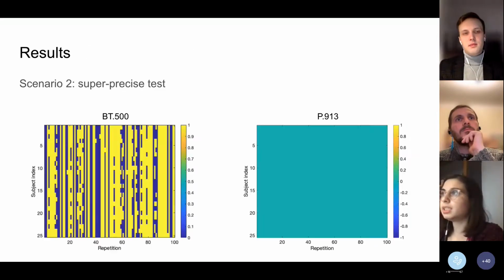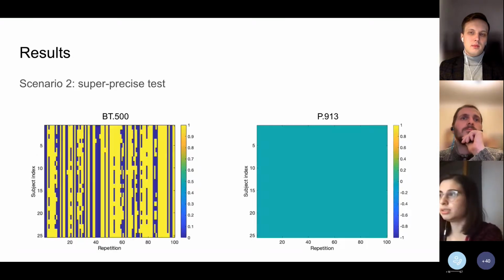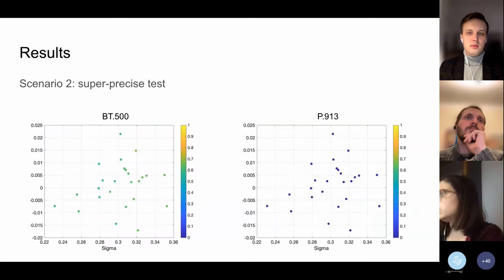Now, for the other scenario in which we have a super precise test, as I said, P913 didn't detect any outlier, which is the result that we expected, while BT500 sometimes was detecting everyone as an outlier. So that affects the percentage that you see here. That's why the outlier detection percentage for BT500 is around 70%, because some people were detected more than half of the time as outliers. While for P913, sorry, the probability is always 0.